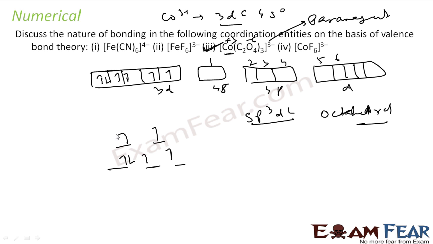You see there are 4 electrons here, the d orbital is filled, so it will use the next s, p and d orbital, that is sp3d2 hybridization, it will be octahedral. Okay.